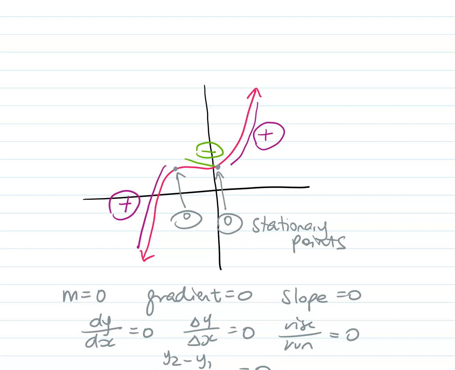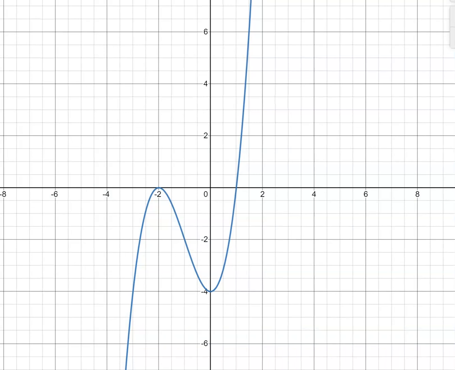Let me show you an example. I've got an example here of a cubic. We can see when the function is graphed that it has two turning points, which means that it has two stationary points. And those stationary points we can see are at x equals -2 and x equals 0. This happens to be the function x cubed plus 3x squared take 4.